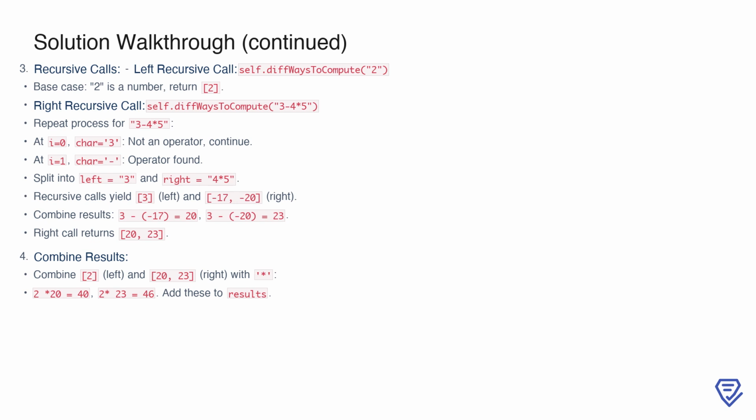Finally, combining the left and right results, 2 and -17, -20 using the asterisk results in 2 times -17, which is equal to -34, and 2 times -20, which is equal to -40. These are added to the results list.